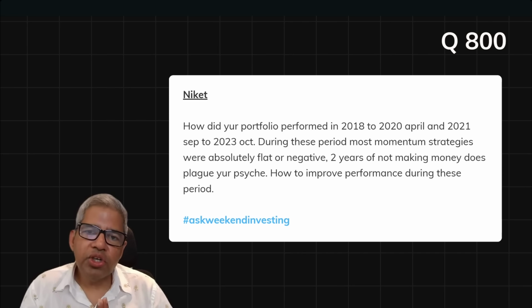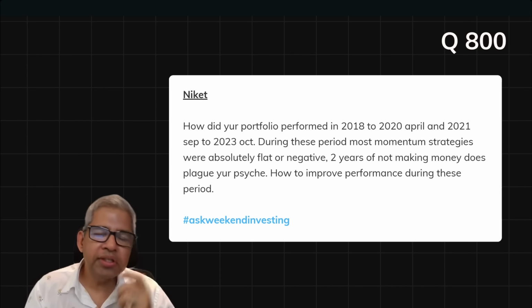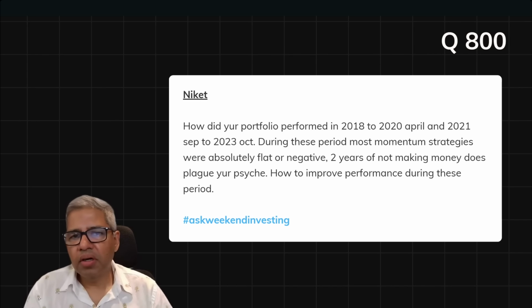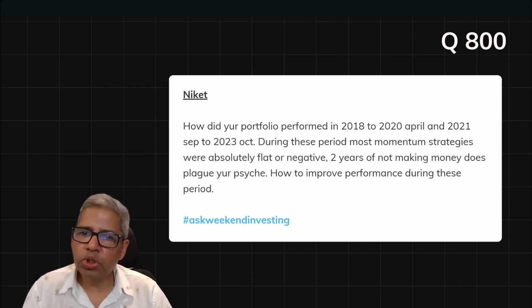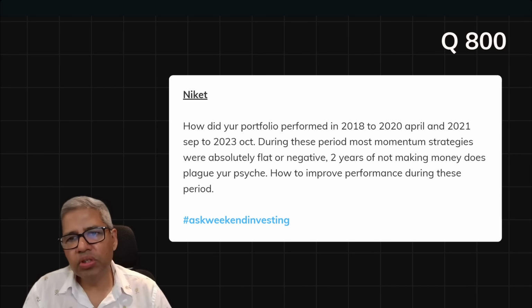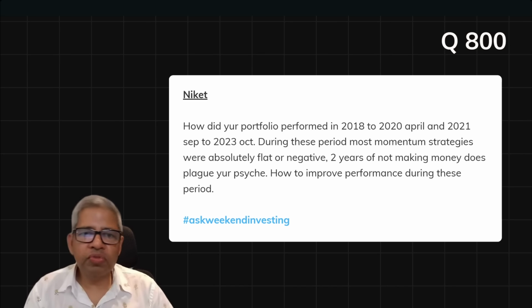Niket says, how did your portfolio perform in 2018 to 2020 April and 2021 September to 2023 October? I don't remember at the back of my head, but I think those were the dull periods in the market. During these periods, most momentum strategies were absolutely flat or negative. Yeah, perhaps we were also the same. 2 years of not making money does plague your psyche. How to improve performance during these periods?